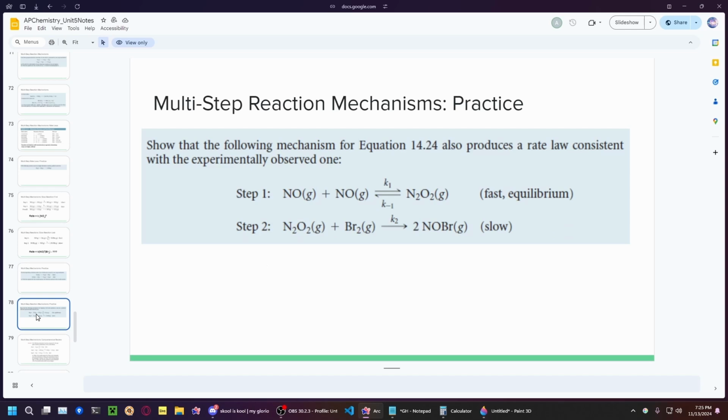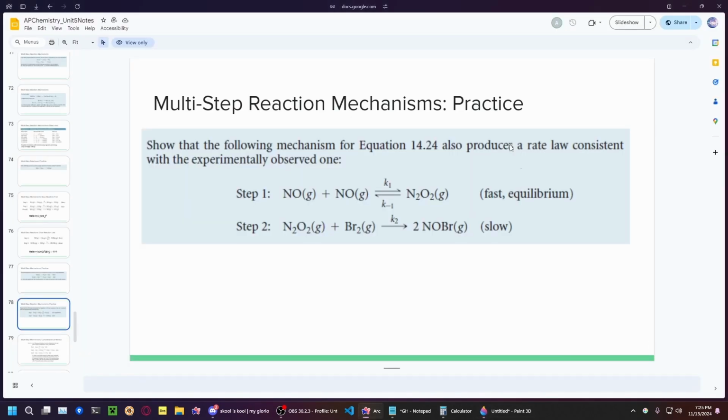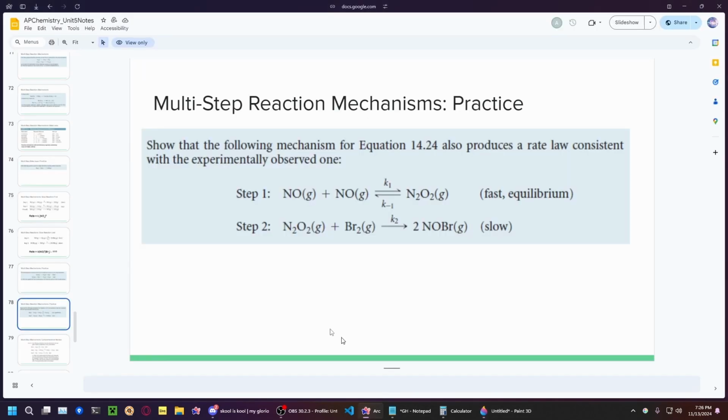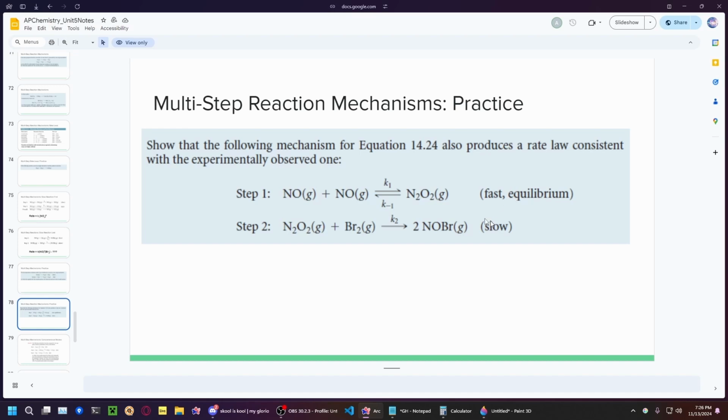So for the next one, if you're going to multi-step, let's disregard what's given right now, and let's say that step 1 is the slow step. How would I find the overall rate? This is an A plus A, so it'd just be K times NO to the second. Right, because this is a bimolecular reaction. There's 2 of these, so therefore it'd be this.